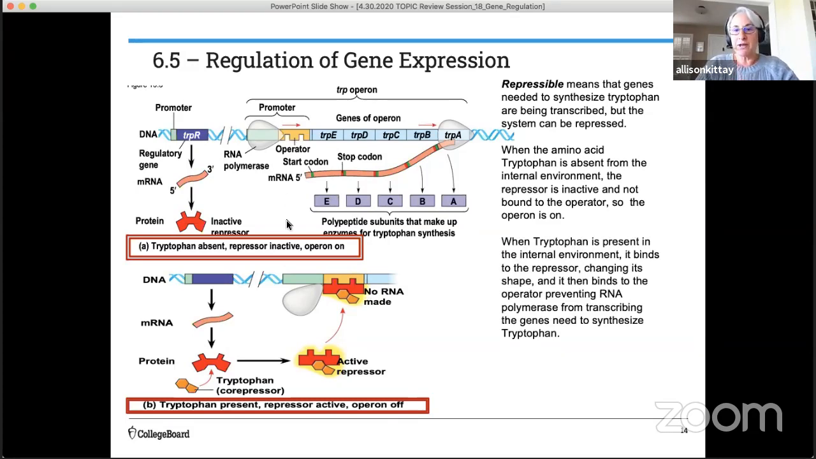Now when tryptophan is present in the environment, we no longer need to make it on our own. So we can turn this system off. And so what happens is tryptophan itself is the co-repressor. And if you look, it's a conformation thing. Here's tryptophan, the co-repressor, and it is going to fit into the repressor and change its shape. Now its shape is compatible to fit into the operator, and now when RNA polymerase tries to transcribe this gene, it can't fit on the operator or the promoter, so it's blocked. So that means that no tryptophan will be made, and that makes sense. Since tryptophan is present, the organism does not have to waste any resources making it.